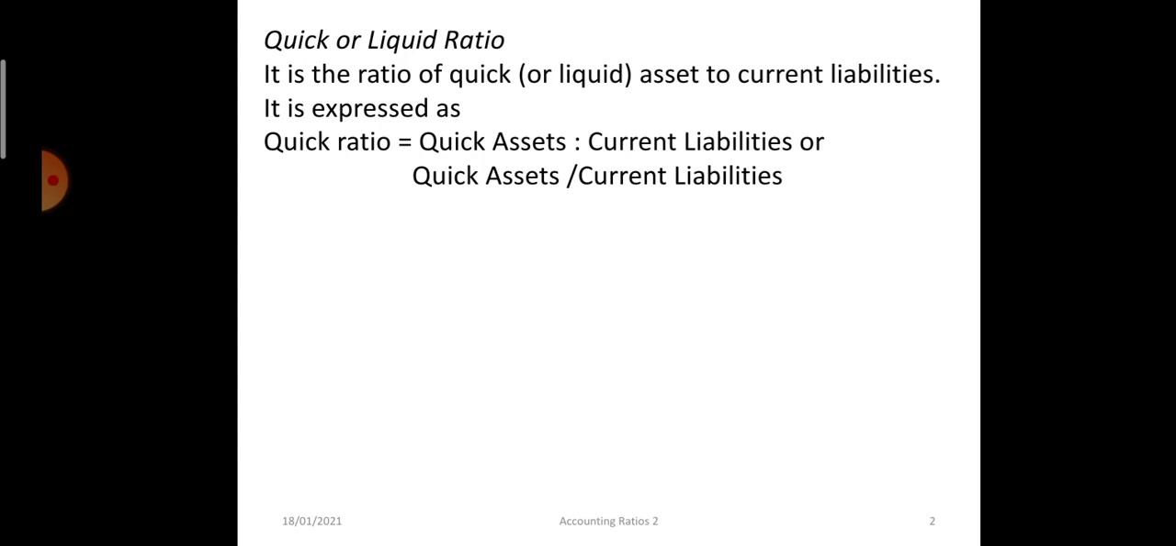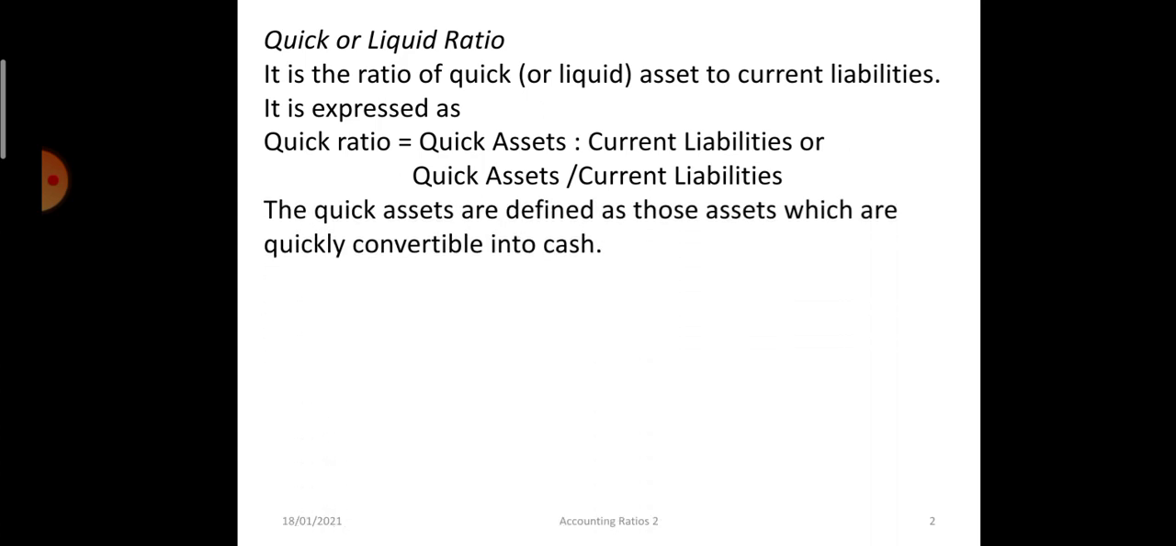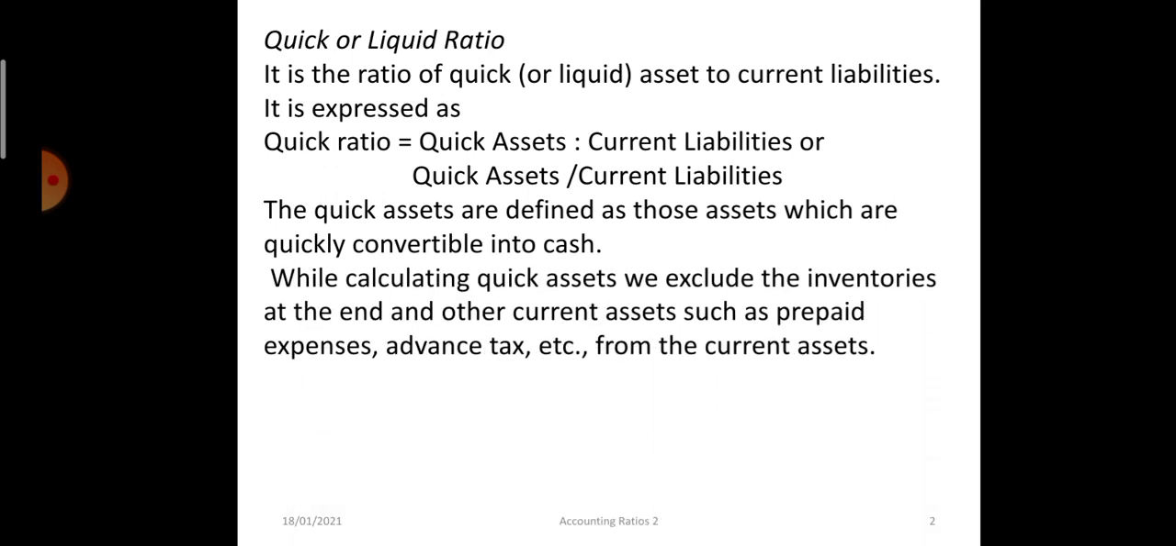Now in the previous video we had discussed the current ratio, which was the relation between current assets and current liabilities. So what is the difference between quick assets and current assets? From current assets, if we exclude inventories and prepaid expenses, then it is quick assets. Quick assets are those assets which can be easily converted into cash. While calculating quick assets, we exclude the inventories at the end and other current assets such as prepaid expense, advance tax, etc.